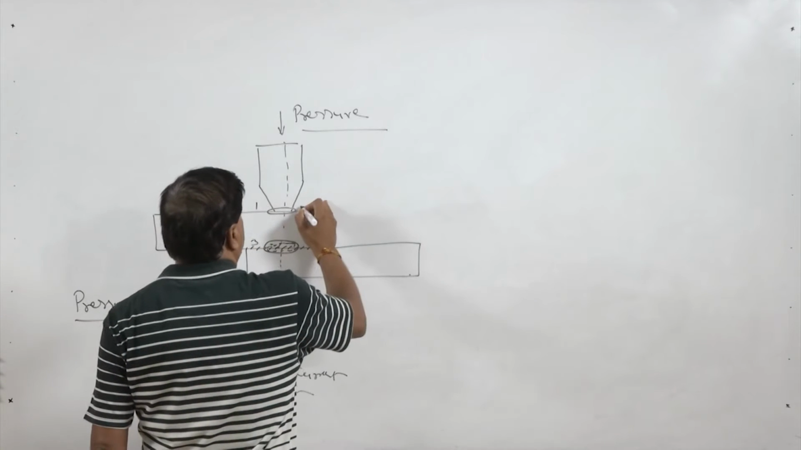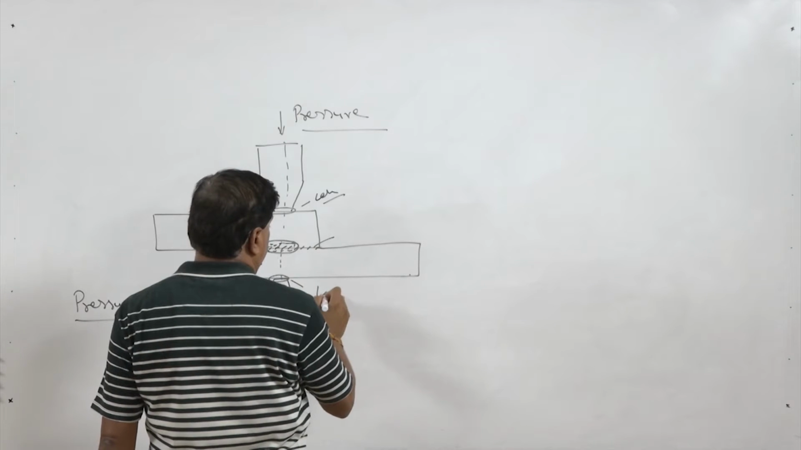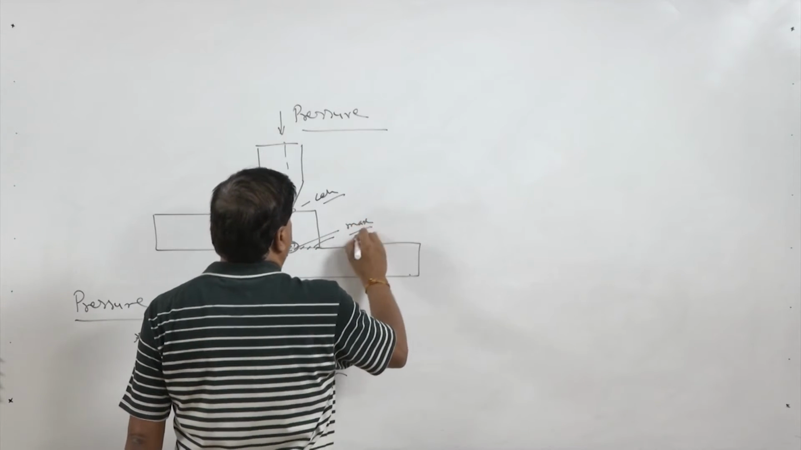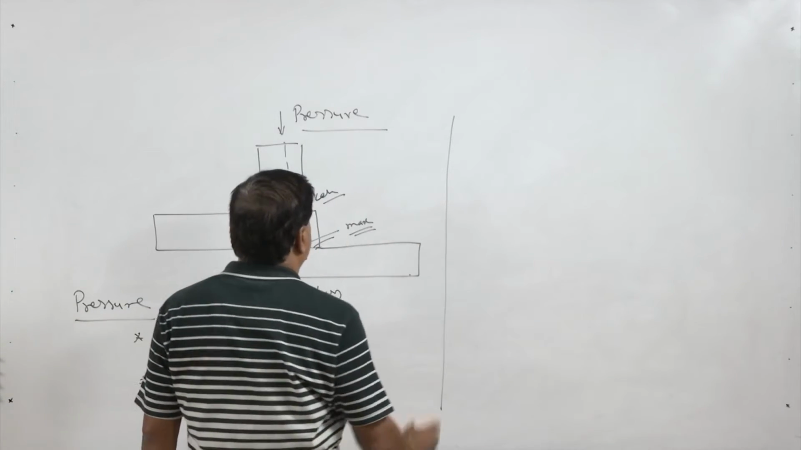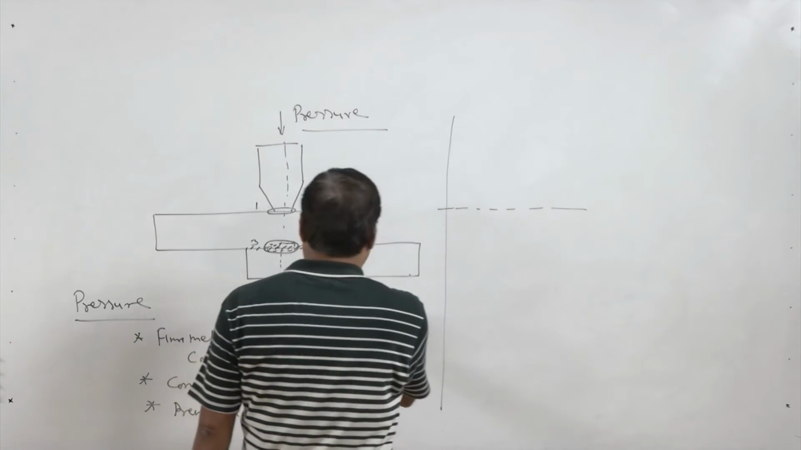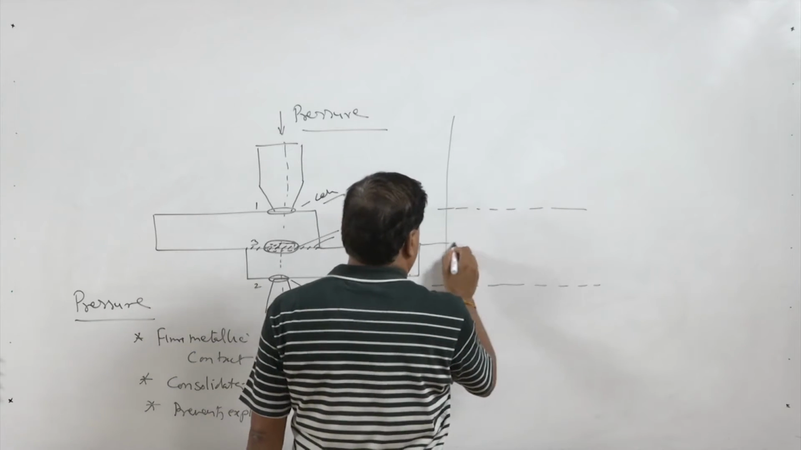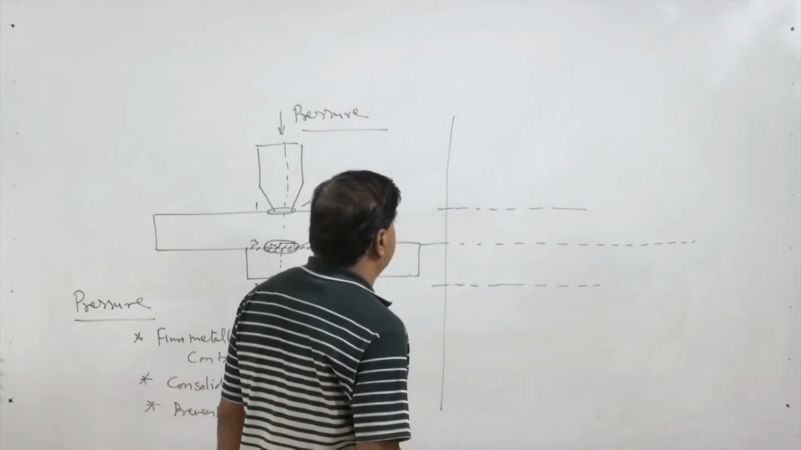So, the heat generation is less at points 1 and 2, and the maximum heat is there at the interface. Because of this, if we try to see the temperature variation at this point, at the contact interface, as well as at the interface between the faying surfaces.